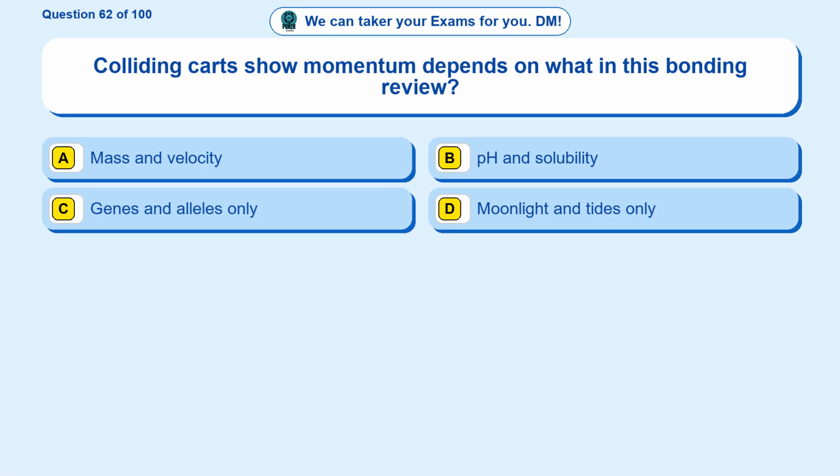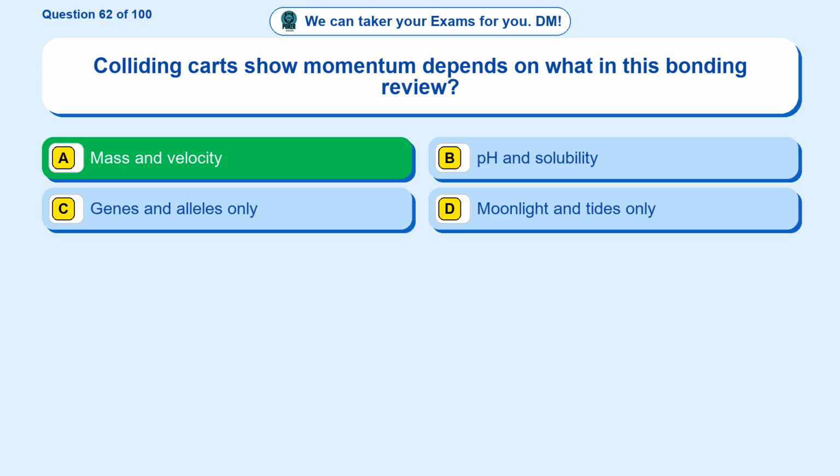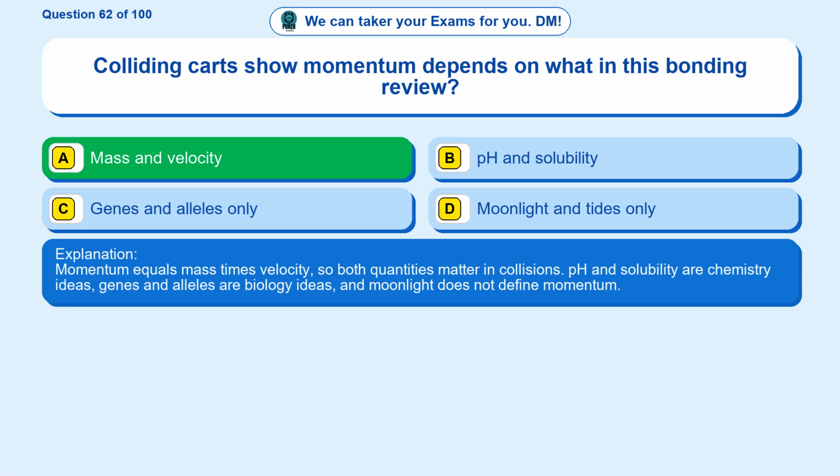Question 62. Colliding carts show momentum depends on what in this bonding review? Option A, mass and velocity. Option B, pH and solubility. Option C, genes and alleles only. Option D, moonlight and tides only. The correct answer is option A. Mass and velocity. Momentum equals mass times velocity, so both quantities matter in collisions. pH and solubility are chemistry ideas, genes and alleles are biology ideas, and moonlight does not define momentum.